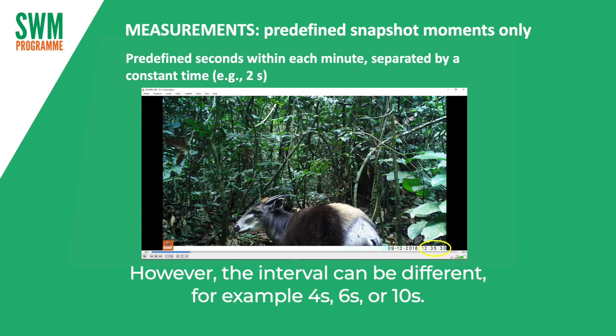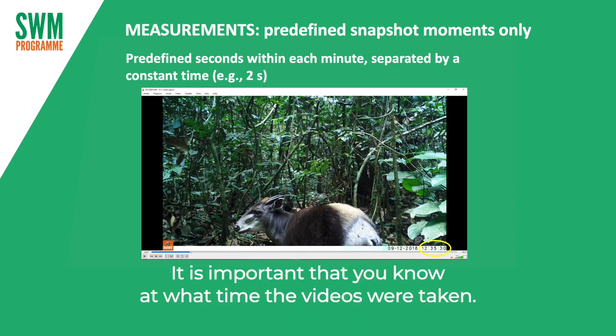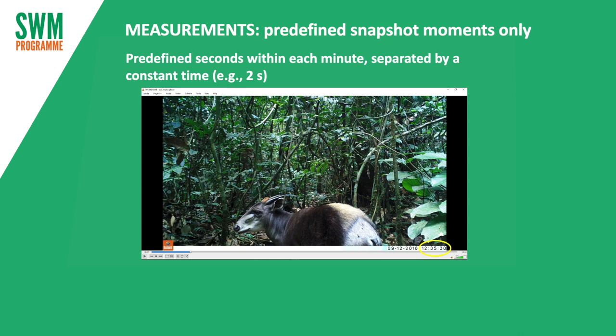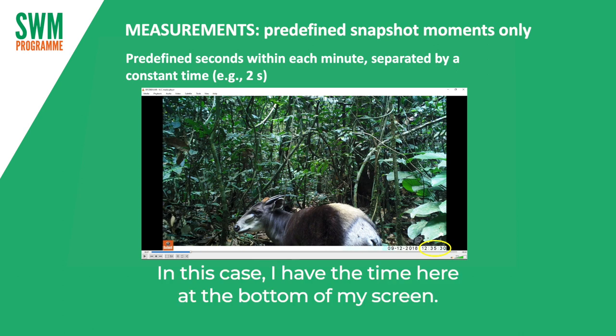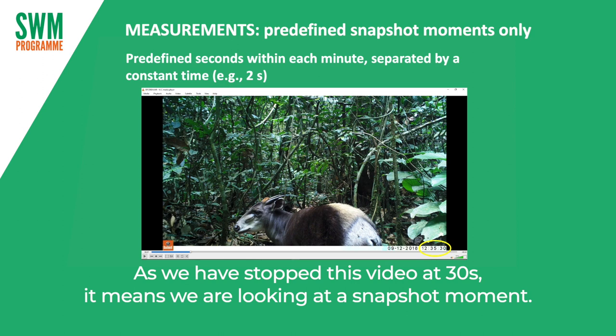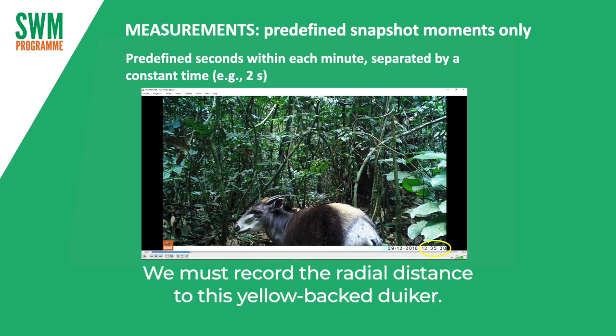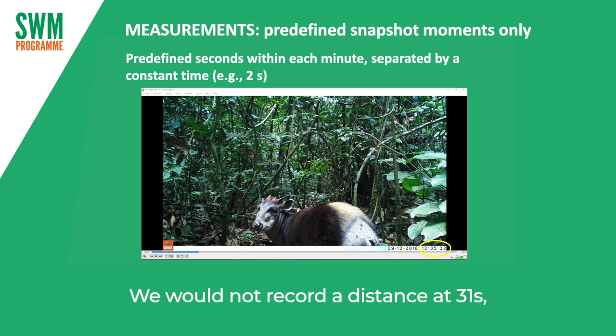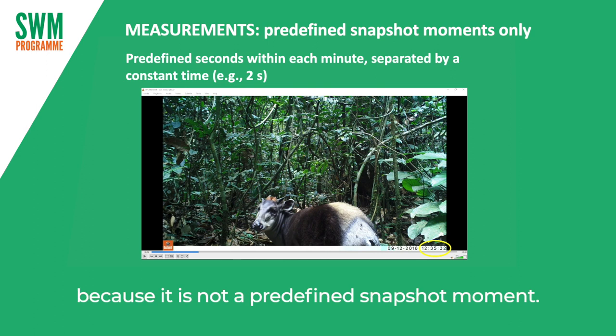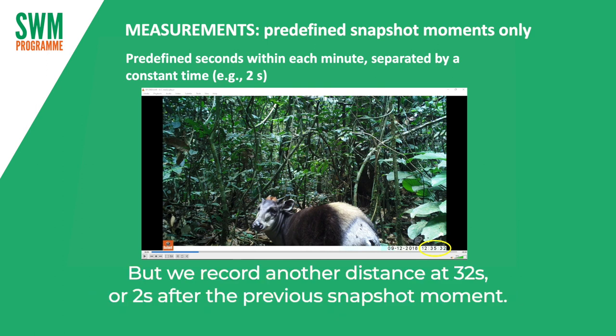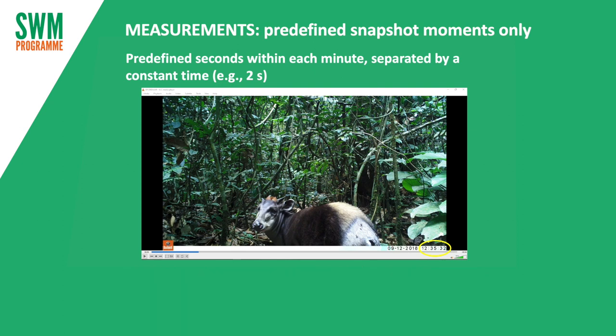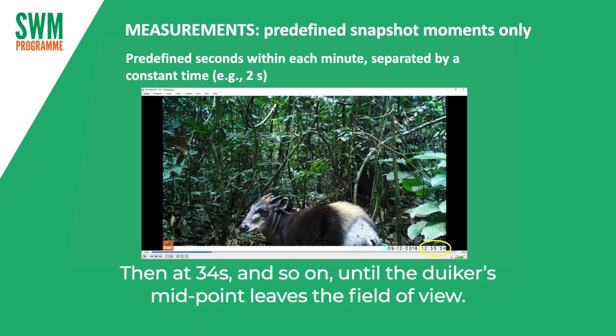However, the interval can be different, for example 4 seconds, 6 seconds, or 10 seconds. It is important that you know at what time the videos were taken. In this case, I have the time here at the bottom of my screen. As we have stopped this video at 30 seconds, it means we are looking at a snapshot moment. We must record the radial distance to this yellow-backed duiker. We would not record a distance at 31 seconds, because it is not a predefined snapshot moment. But we record another distance at 32 seconds, or 2 seconds after the previous snapshot moment. Then at 34 seconds, and so on, until the duiker's midpoint leaves the field of view.